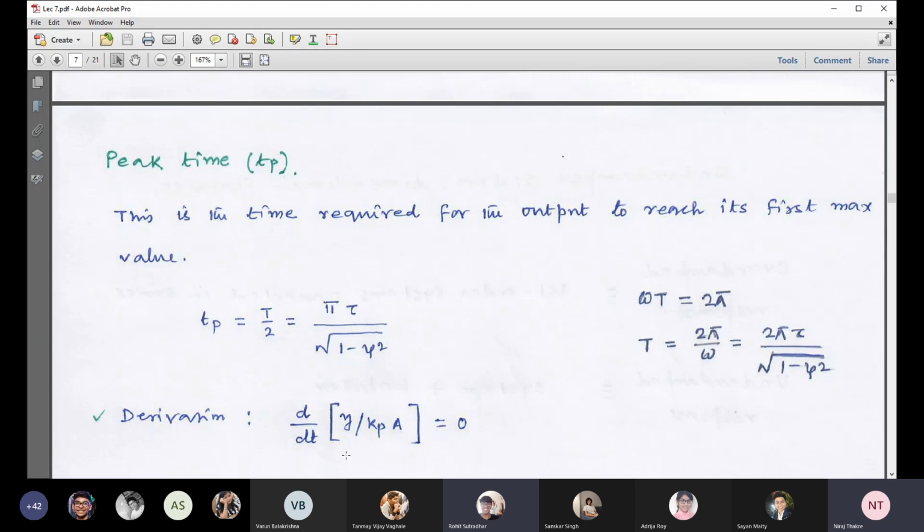Sir, so after simplifying, I'm getting tan of omega t plus phi equal to tan phi. And the first solution is T_p. So like the first value of t for which this satisfies is T_p. So omega t should be pi.